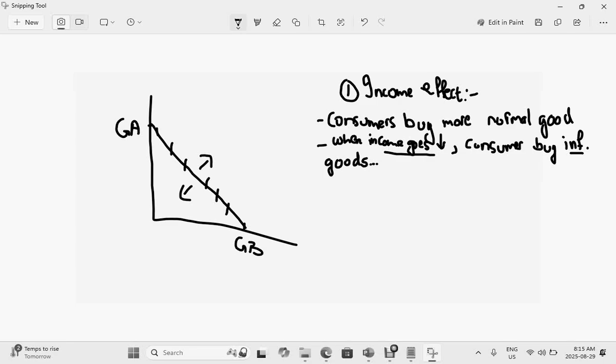If you were to talk about this income effect in terms of this curve over here, when the income goes up, this line will shift to the right, because the consumption will go up. So when the income goes up, the budget constraint line, or BC, will shift to the right.